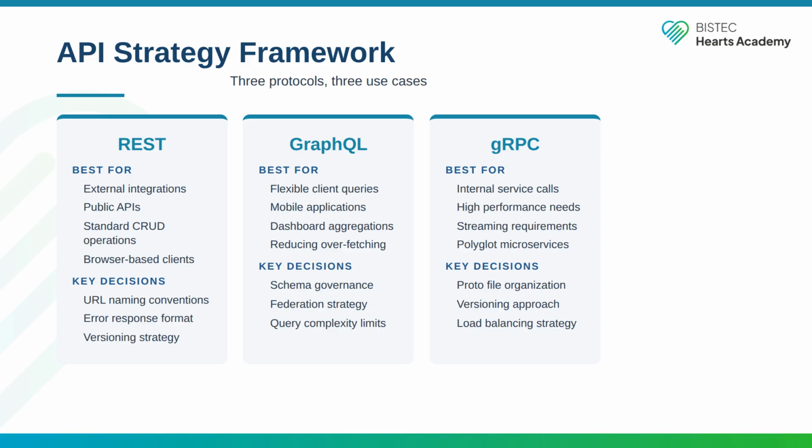The real strategic question is not REST or GraphQL or gRPC. It's where do we use each and how do we ensure consistency across all three? Your API standards document should answer naming conventions, versioning strategy, error formats, and they should be consistent whether the underlying protocol is REST, GraphQL, or gRPC.